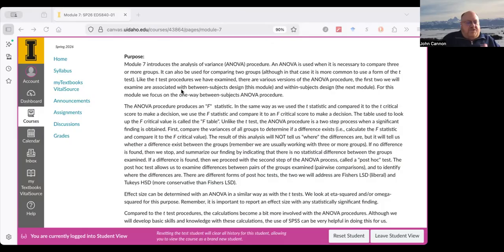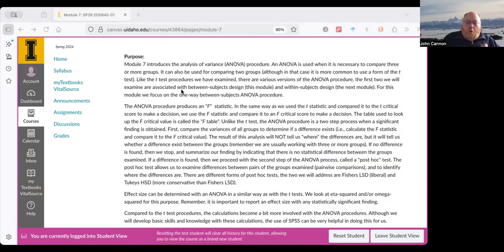The result of this analysis will not tell us where the differences are, but it will tell us whether a difference exists between the groups. Please remember, we are usually working with three or more groups. If no difference is found, we stop and summarize our findings by indicating that there is no statistical difference between the groups examined. If a difference is found, then we proceed with the second step of the ANOVA process, called a post hoc test. The post hoc test allows us to examine differences between pairs of the groups examined, pairwise comparisons, and to identify where the differences are.